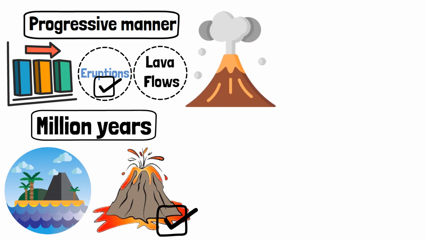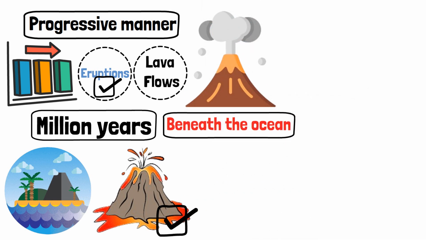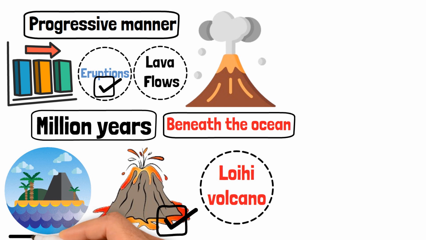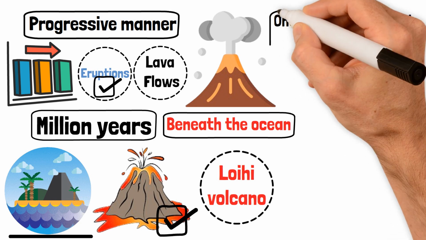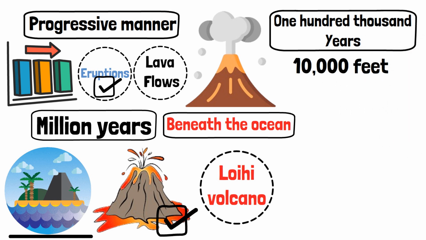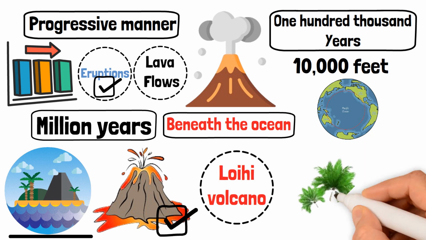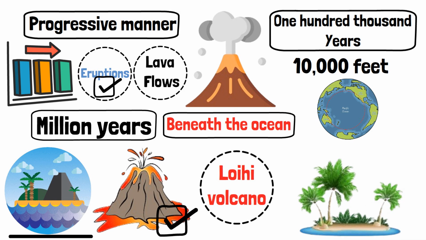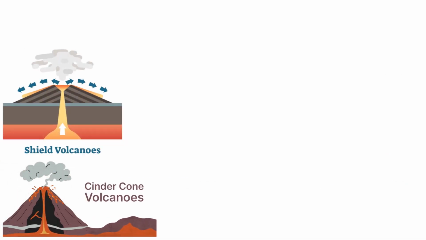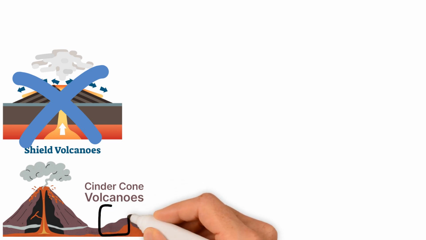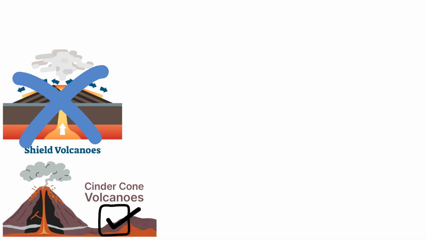There is one volcano that is actively erupting beneath the ocean, and that is the Loihi volcano, which is located south of the large island of Hawaii. In about 100,000 years, Loihi, which is a seamount rising 10,000 feet from the floor of the Pacific Ocean, will eventually transform into an island of its own as it continues to release molten lava. In contrast to cinder cone volcanoes, shield volcanoes do not produce as much explosive activity. Cinder cone volcanoes have steep sides that are horizontal.